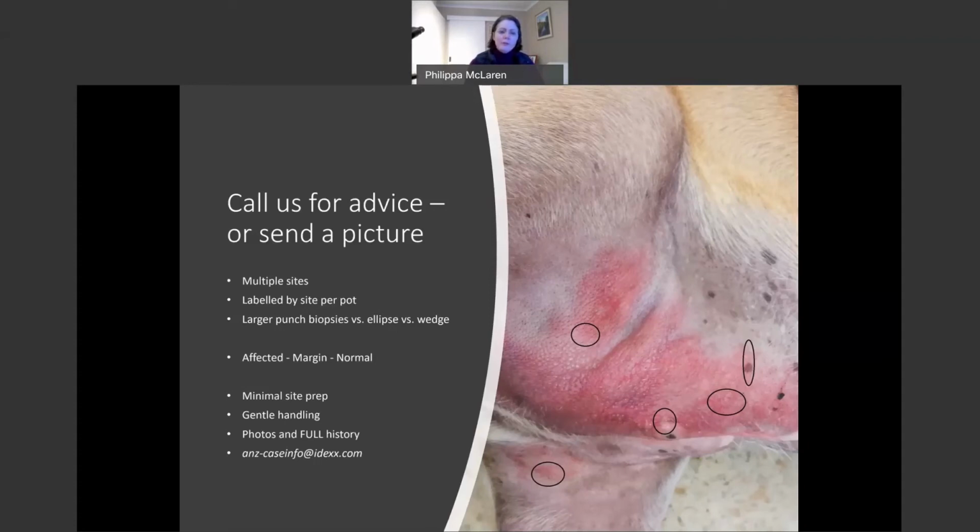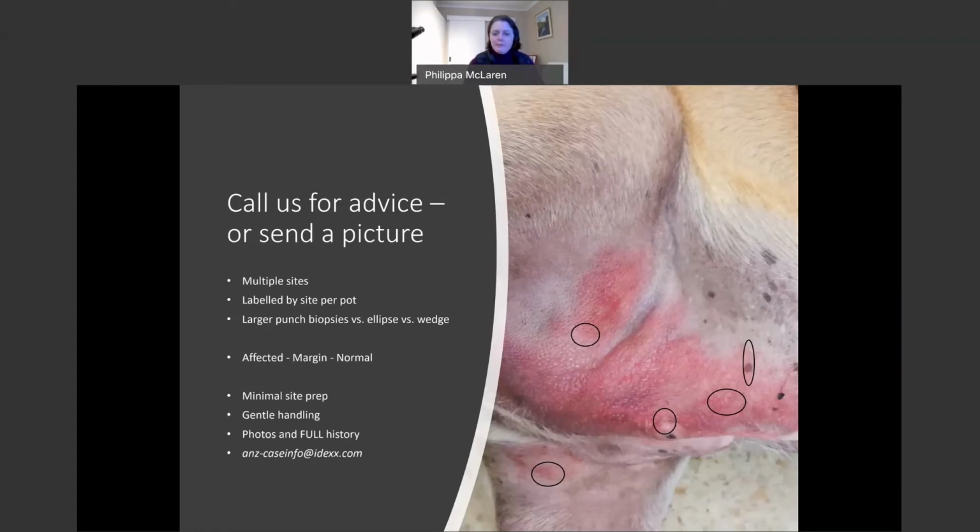If you're going to take multiple sites from a dermatology case, you might want to consider putting them in a single pot per site and labeling them as such. The thickness, the density of hair, and many other features will vary by site.